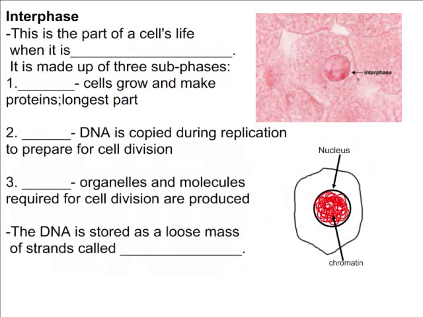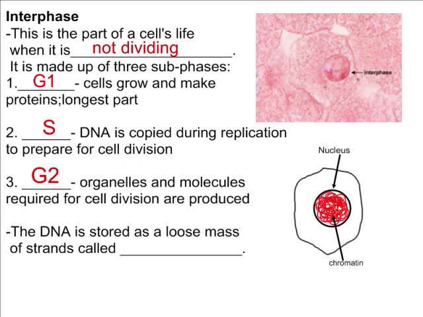Now before the cell goes through cell division, it's in a state called interphase. This is the part of the cell's life when it's not dividing, and it's composed of 3 subphases. The first of these is G1. This is the longest part. The cell's doing normal cell functions like making proteins and growing. So this is basically the cell's life. The second part of interphase is the S or synthesis phase, where DNA is copied in preparation for cell division. We need 2 sets of DNA for each of the cells.